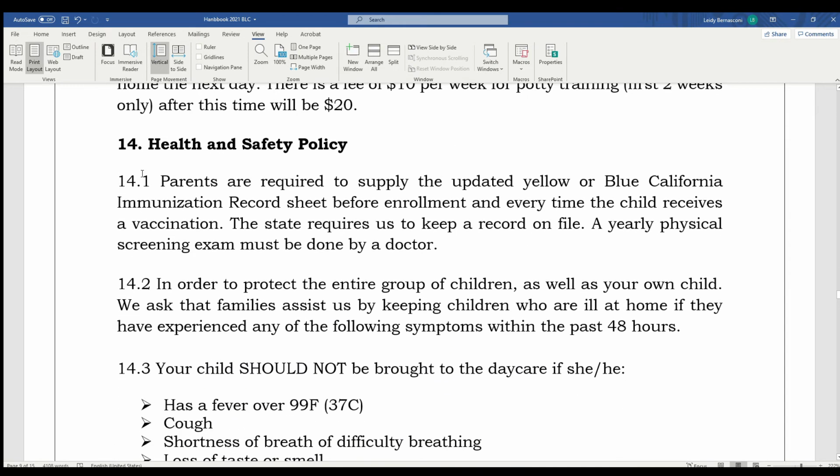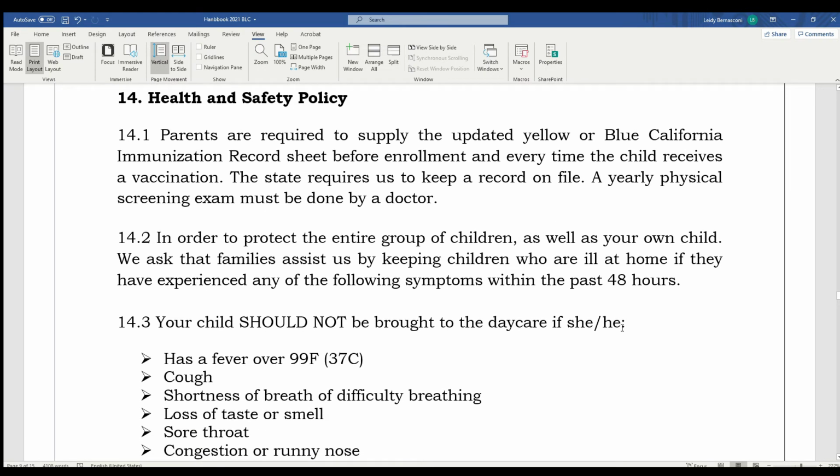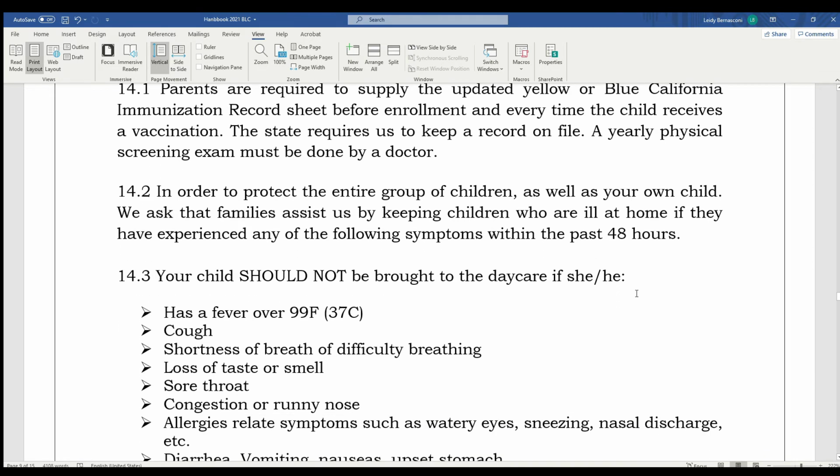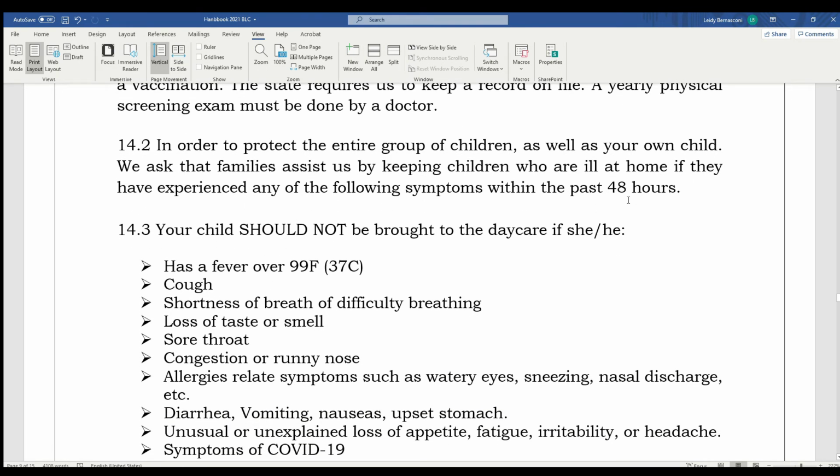Now let's talk about number 14, which is the health and safety policy. Besides the fees, this is the area where I spend the most time explaining to the families how important it is to keep their child home when they are sick. At the beginning of my contract, I always require the immunization record. I also always ask for a physical exam from the doctor, and in case they are sick, they cannot come for 48 hours.